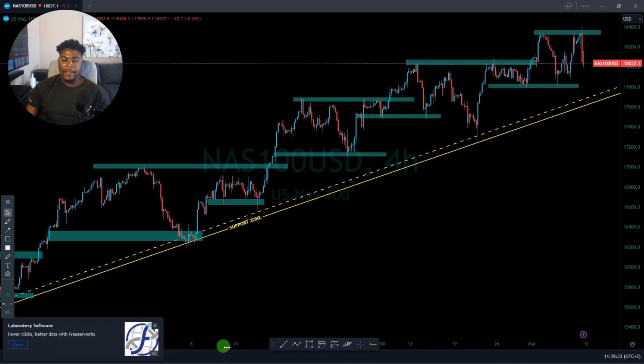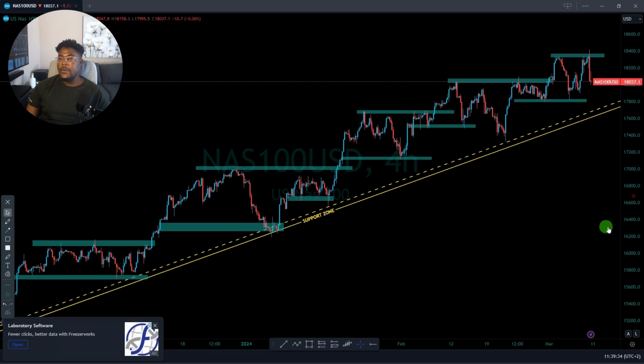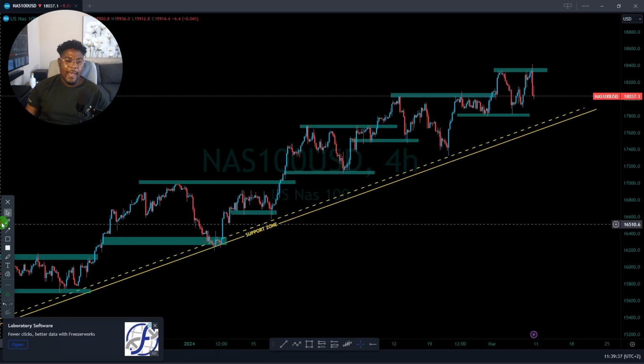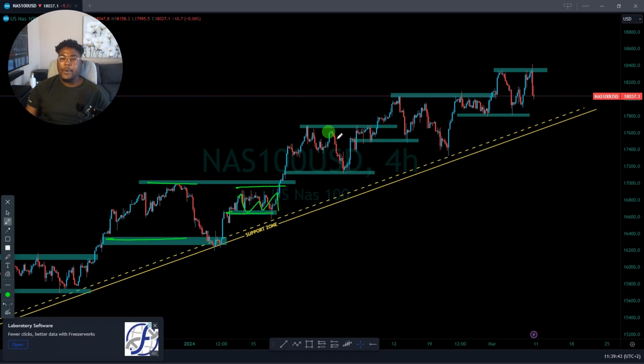Now, if I try to zoom out just to show you that, you can see that we have that smaller ranging structure here inside our resistance and support. Another one is here inside our resistance and support. Another one is here inside our resistance and support. So now we don't really have that.